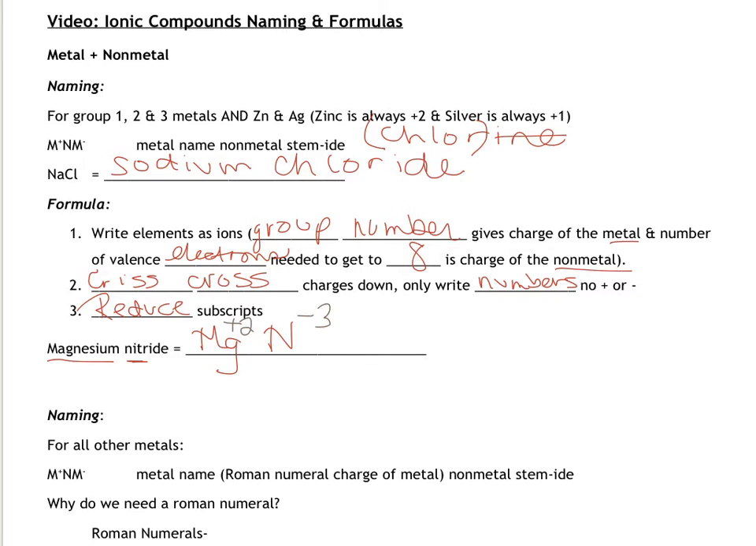I then take those charges and crisscross them down and only write the numbers. So I take my 3 and bring it down, my 2 and bring it down, so I get Mg3N2. The 3 and the 2 are subscripts, so that means I have 3 magnesium atoms making electrostatic interactions with 2 nitrogen atoms to make magnesium nitride.